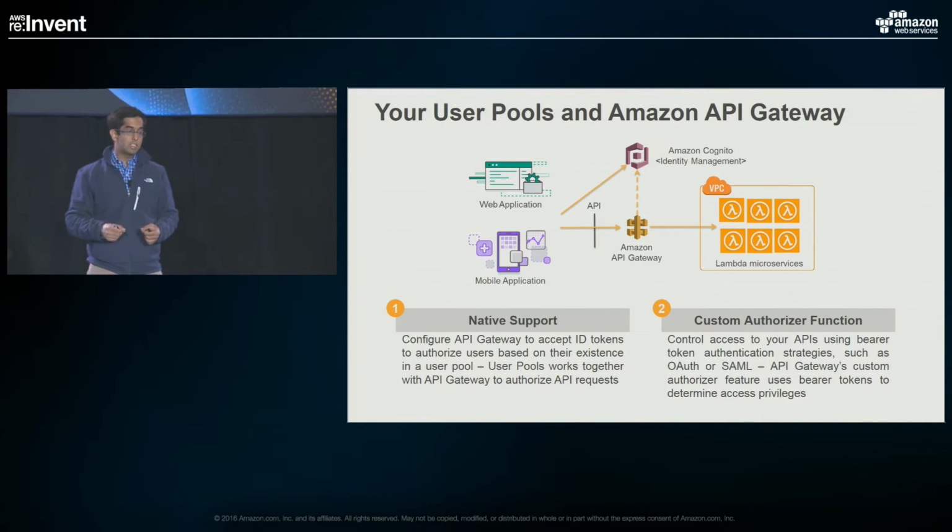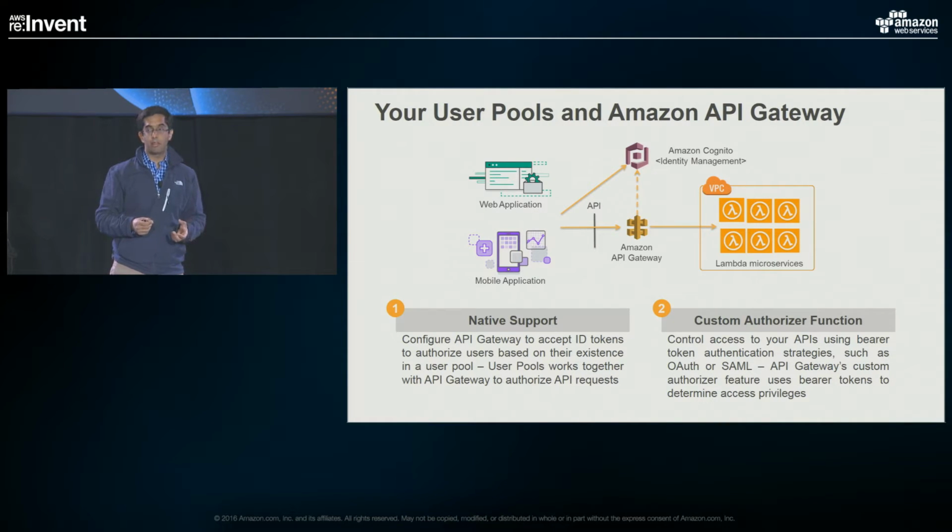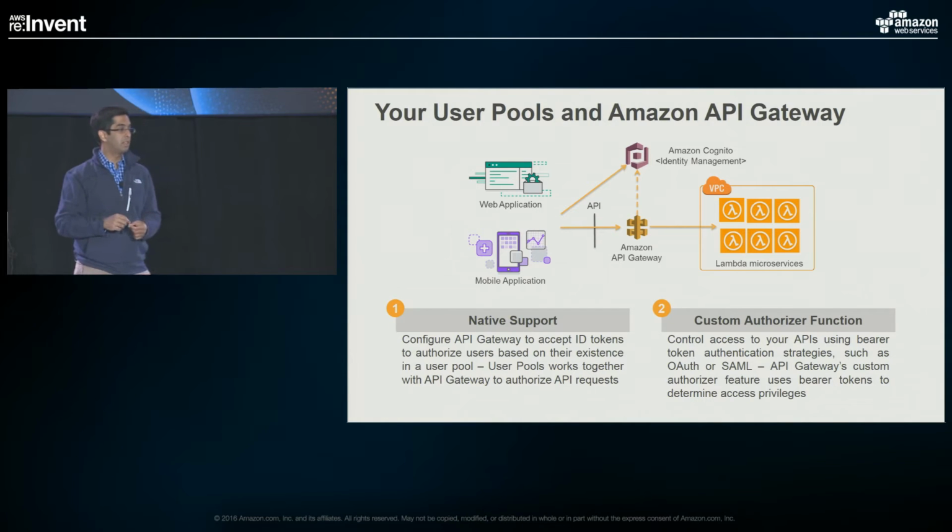The first is native support for Cognito in API Gateway. What that essentially means is that Cognito then becomes the authenticator and authorizer. So if a user exists in a user pool, they get access to all the APIs fronted by API Gateway. So it's a binary decision, essentially. It allows you to move quickly and integrate those two features, and is powerful in the serverless application development context.